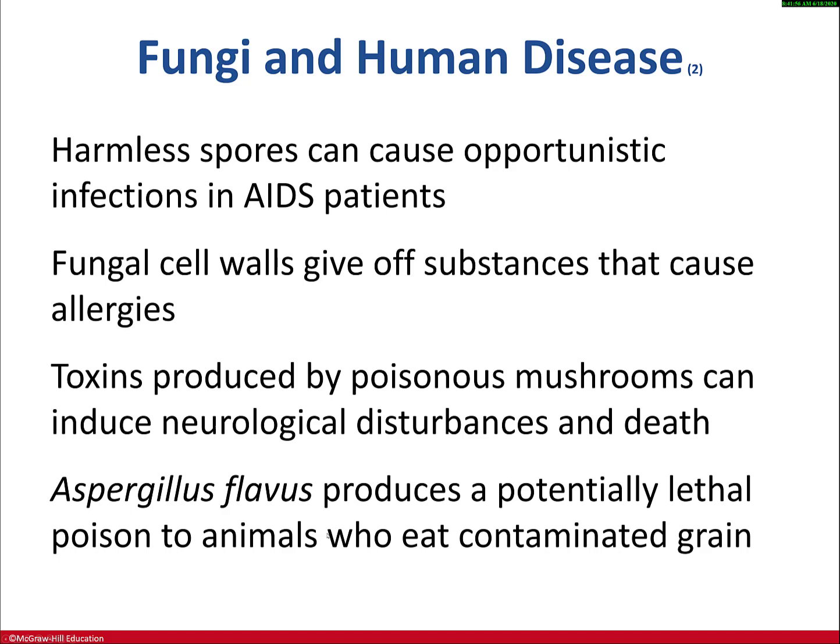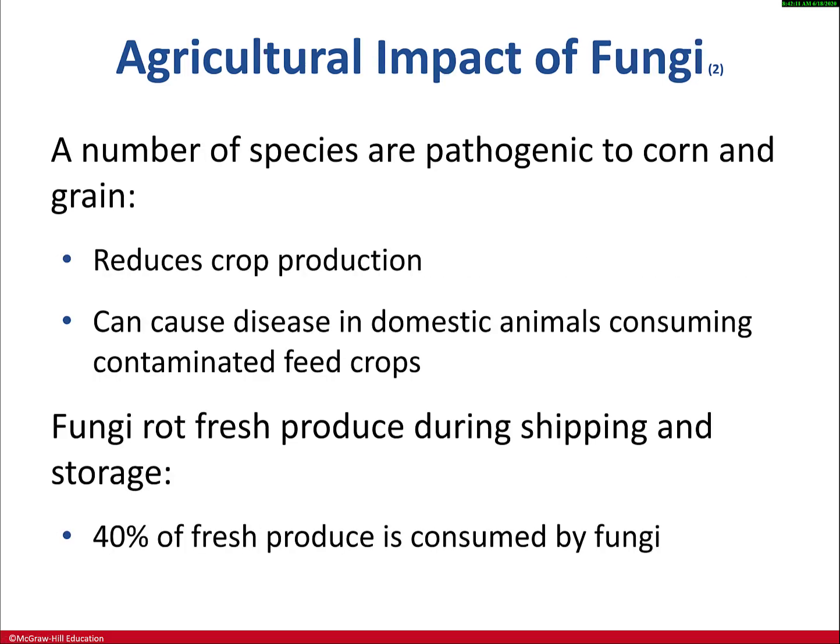And Aspergillus flavus produces a potentially lethal poison in animals that eat contaminated grain. And so a lot of these are just waste products. We call them toxins because of the effects, but they're just getting rid of some of their waste. A number of species are pathogenic to corn. So if you have a patient that comes in that's corn, hello, Mr. Corn. No, it's just to be aware of the agricultural impact.